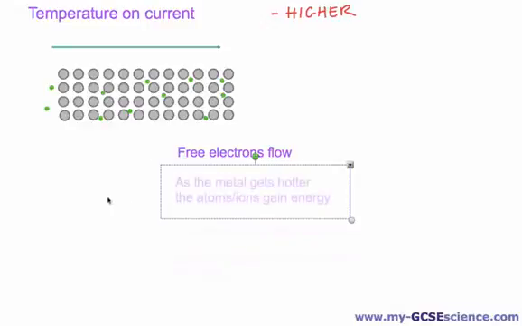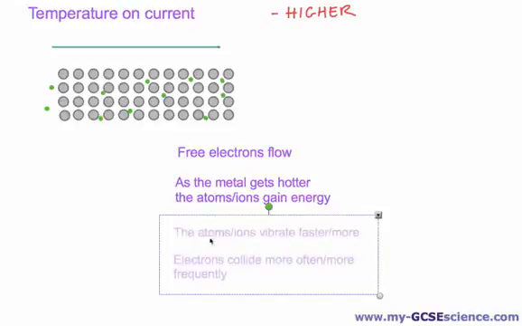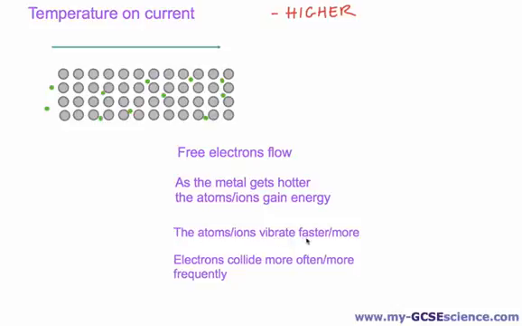So let's have a look at how we might explain that. We've got free electrons flowing when there's an electric current flowing, and if we heat up the metal, what happens is as the metal gets hotter, the atoms, or ions you could say, because technically they can be described as ions with missing electrons in metals, gain energy. That causes the atoms or ions to vibrate faster or to vibrate more, and that means the electrons collide more often or more frequently. This is specifically how you should explain that idea.